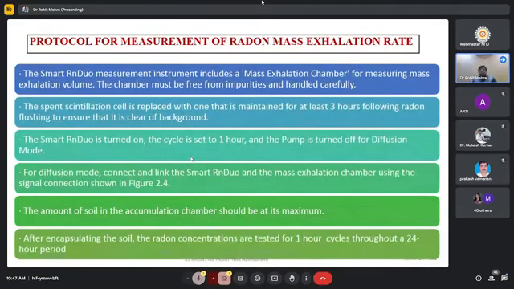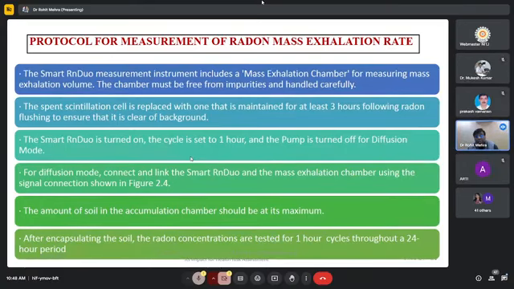And then the protocol for the measurement of mass exhalation in soil. I have already discussed that you have to take a known quantity of sample, and the radon measurements include a mass exhalation chamber for measuring mass exhalation. The chamber must be free from impurities and handled very carefully. The spent scintillation cell is replaced with one that is maintained for 3 hours following the radon flushing, to ensure that it is clear of background.